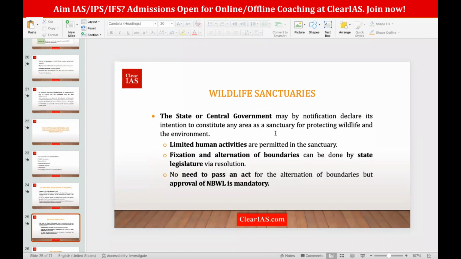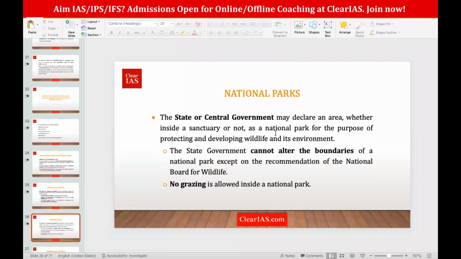Then we spoke about wildlife sanctuaries and national parks. The differences: both can be notified by the state government or central government, but national parks have higher restrictions. There is a total no-go zone, whereas in wildlife sanctuaries there are limited activities, and both need approval from the National Board for Wildlife for change. Wildlife sanctuary is mainly species oriented. National park is not just species oriented; it is for the whole region.